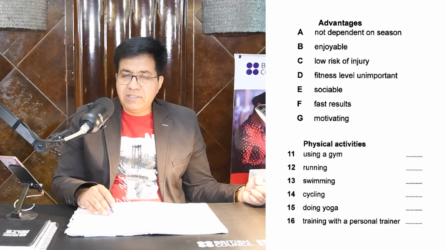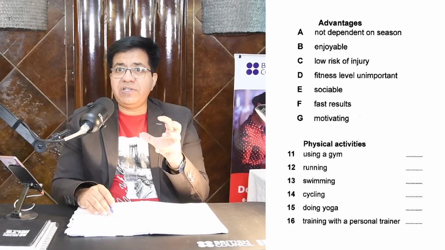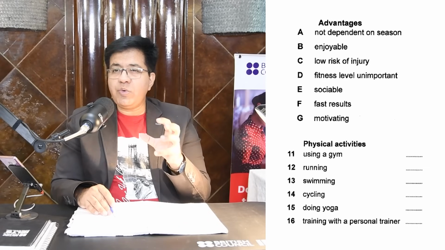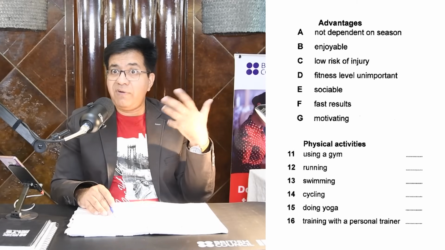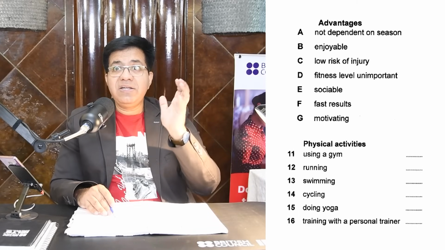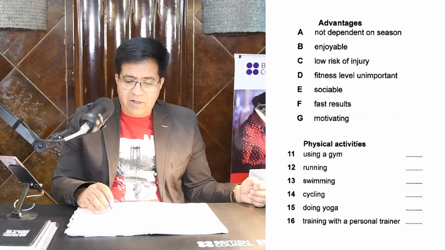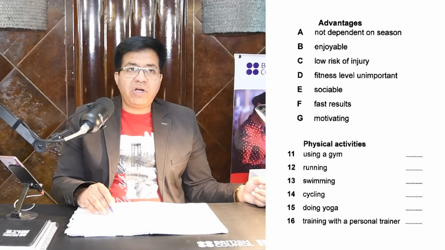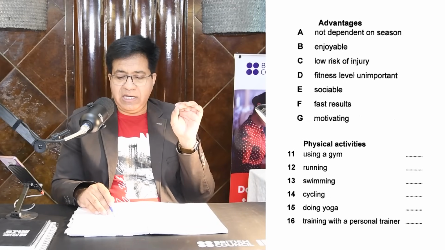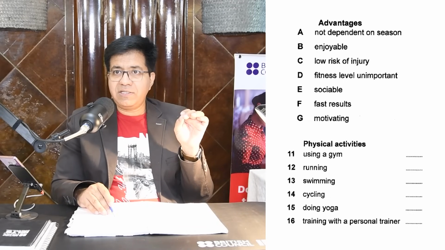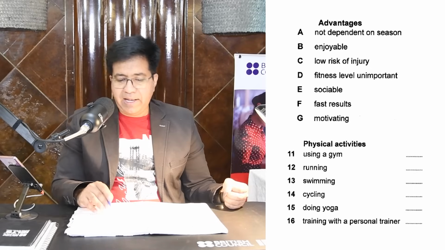Fast results. Now, fast results means in a short period of time, and for results, they use the word difference. You can see big difference in 2 weeks. Now, what is 2 weeks? Fast. Big difference is result. Okay, so fast results, big difference in 2 weeks and all that. Option G, motivating. For motivating, they commonly use the word motivating, encouraging, right? So there can be somebody to motivate you, to encourage you and all that.